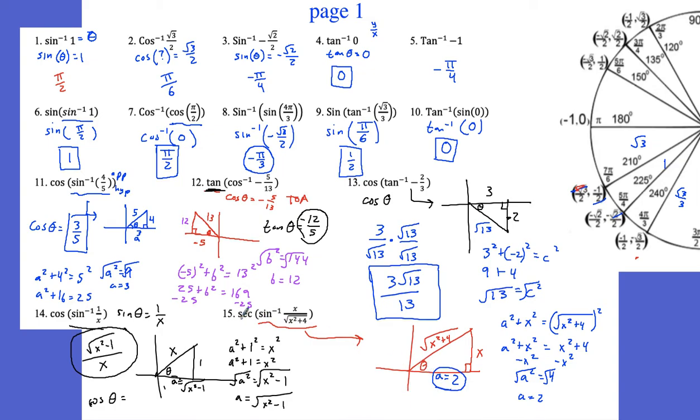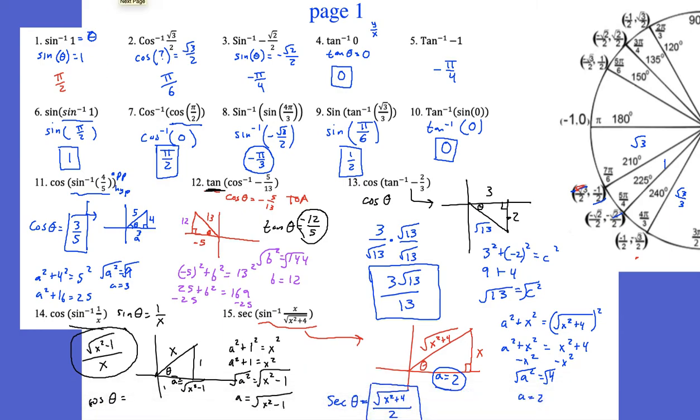So that's not our answer. We want secant of this angle theta. So secant theta equals hypotenuse over adjacent. So the square root of x squared plus 4 all over 2. And that is our final answer.